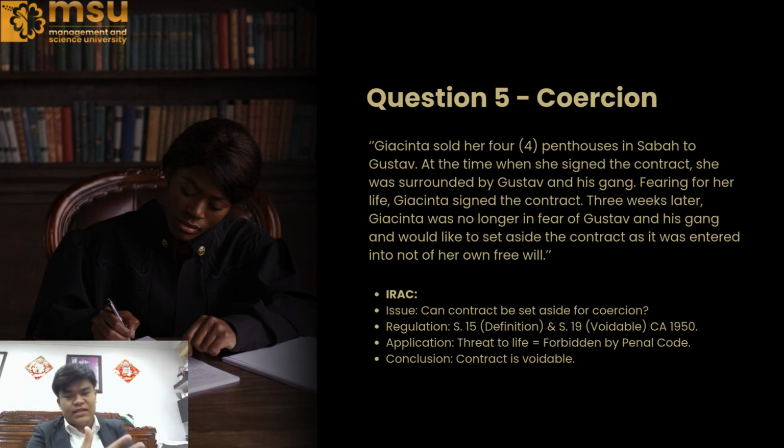Giacinta signed the contract while being surrounded by Gustav and his gang. Clearly she was fearing for her life. And once she was safe and no longer under threat, she decided to set aside the contract. So the conclusion is the contract is voidable and Giacinta has the legal right to cancel it.